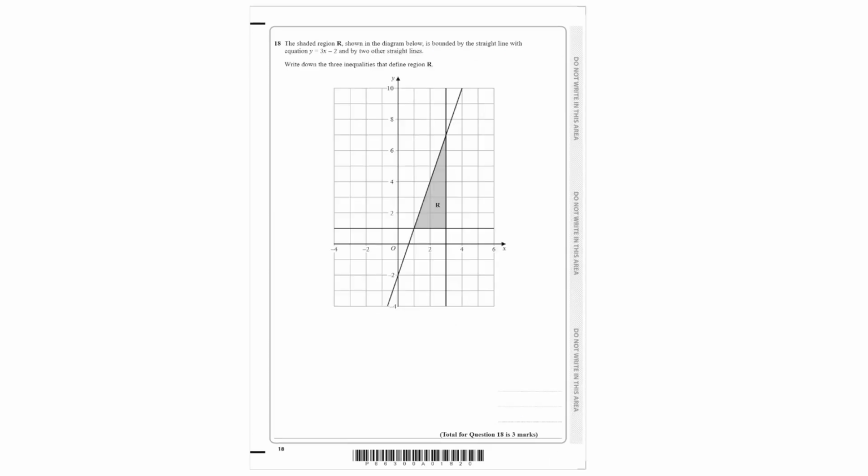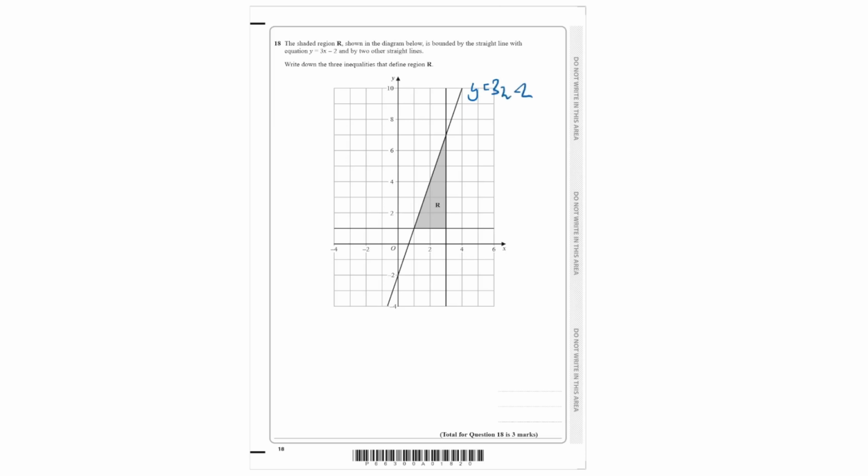Question 18. The shaded region R shown in the diagram below is bounded by the straight line with the equation y is equal to 3x minus 2 and two other straight lines. Write down the three inequalities that define the region R. So firstly, let's label these lines. One of them is already given as y is equal to 3x minus 2.